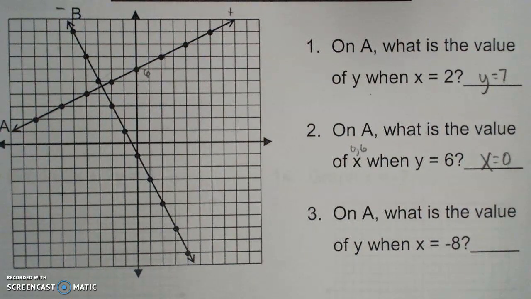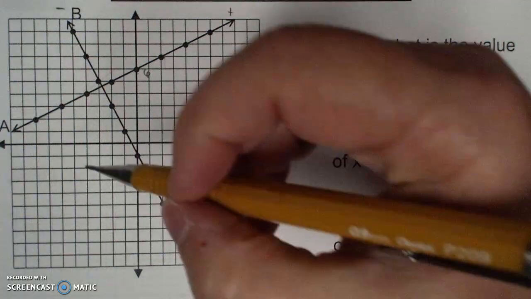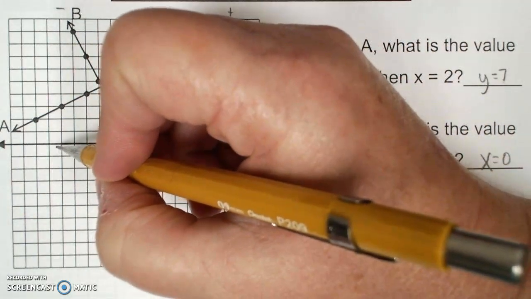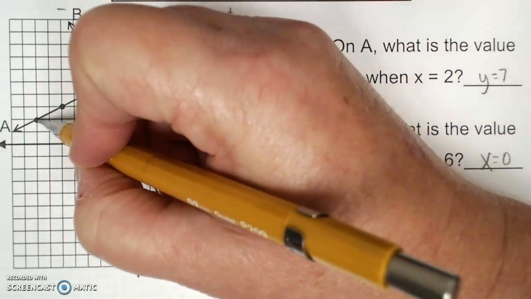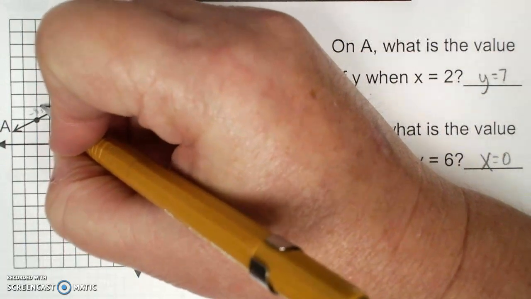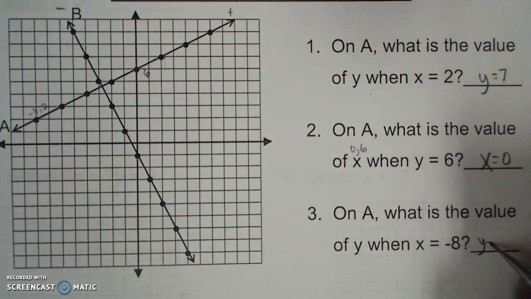On A, what is the value of y when x equals -8? I go to the -8. I go to y. I go up. That point is -8, 2. So y equals 2.